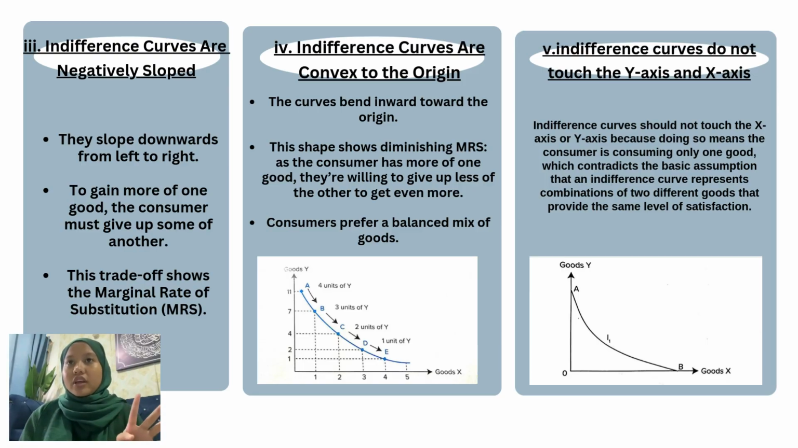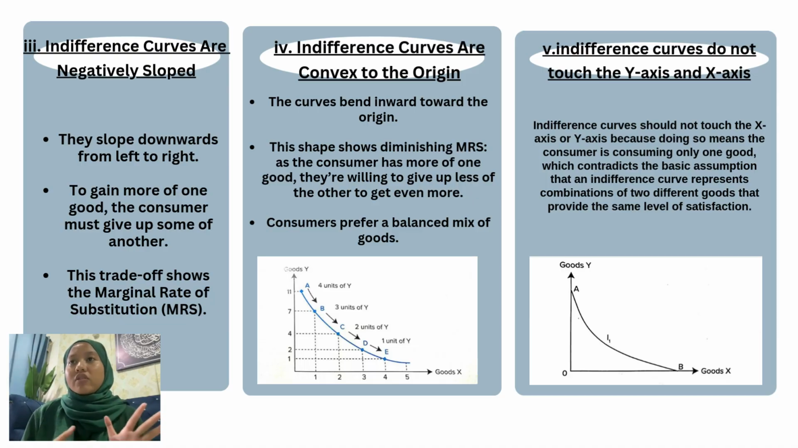Fourth, indifference curves are convex to the origin. The curve bends inward toward the origin. The shape shows diminishing MRS. The more the consumer has of one good, the less they are willing to give up of the other to get even more. Consumers prefer a balanced mix of goods.